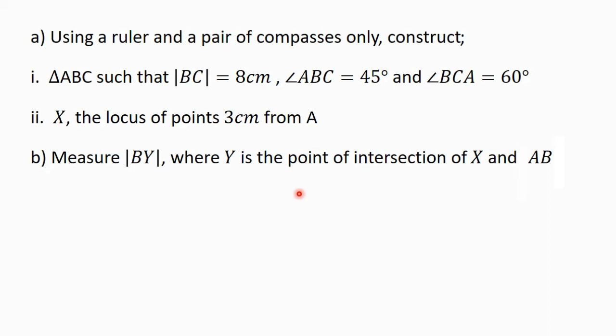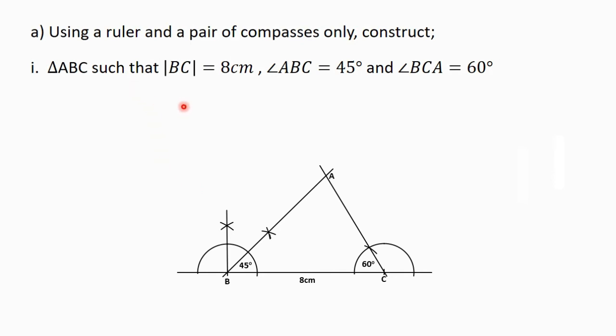Now let's continue. For the first part of the question, we have constructed triangle ABC. The side BC is 8 centimeters. Angle ABC is 45 degrees and angle BCA is 60 degrees. Let's move on to the next part of the question.